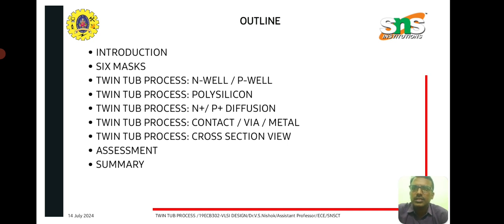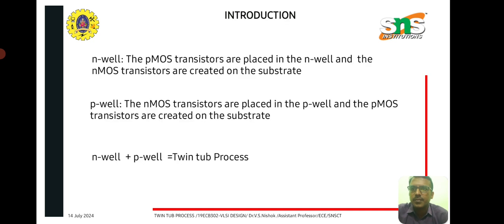That is the introduction to the twin tub process and the 6 masks that are used for the twin tub fabrication process, starting from N-well, P-well and polysilicon, and diffusions, contact and cross-section view, everything is listed here. And finally we are going to close with our assessment and summary.